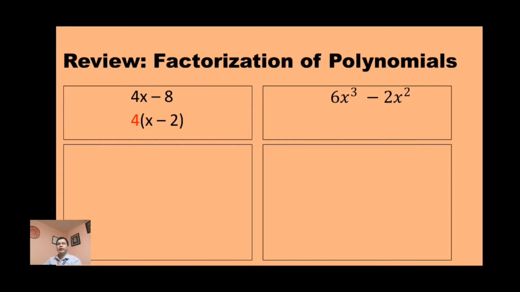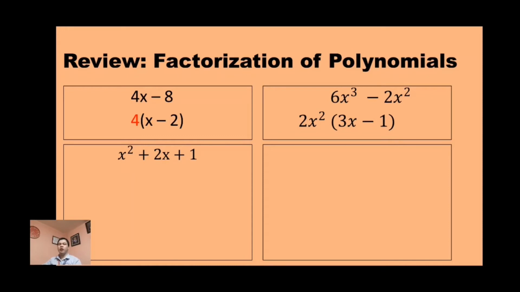6x cubed minus 2x squared. Let's factor out. So find the greatest common factor of these two terms. Okay, so we have 2x squared as our greatest common factor. So we need to factor out 2x squared from 6x cubed minus 2x squared. So 6x cubed divided by 2x squared is equal to 3x. Negative 2x squared divided by 2x squared is equal to negative 1. Okay, next.